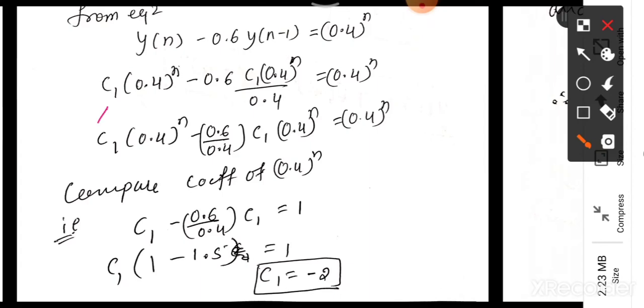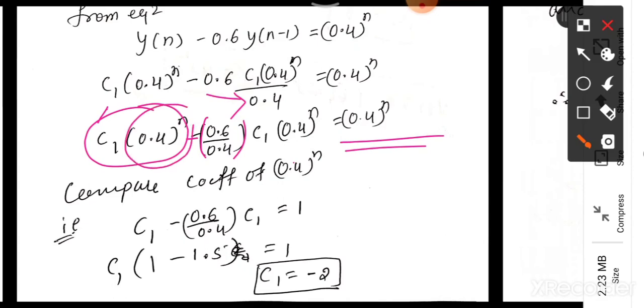It is C1 0.4 raised to n as it is, minus 0.6 divided by 0.4, we can take aside. One side you can keep, minus 0.6 divided by 0.4, C1 into 0.4 raised to n equal to 0.4 raised to n. Now we can compare the coefficient of 0.4 raised to n. On this side, the coefficient of 0.4 raised to n is C1, and on this side the coefficient is minus 0.6 by 0.4 into C1, which is equal to its coefficient, 1.